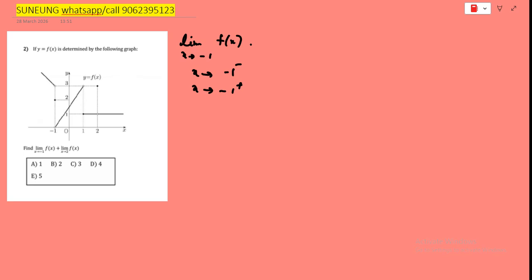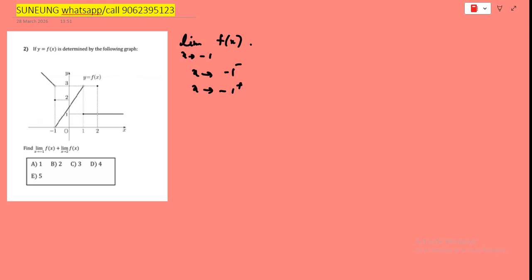The diagonal line starts at (-1, 0). But the line from the far left stops at y is equal to 3. And wait, do they meet? No, they are having a breakup. So since the left side goes to 3 and the right side goes to 0, what is the limit? It does not exist. Correct. But wait a minute.